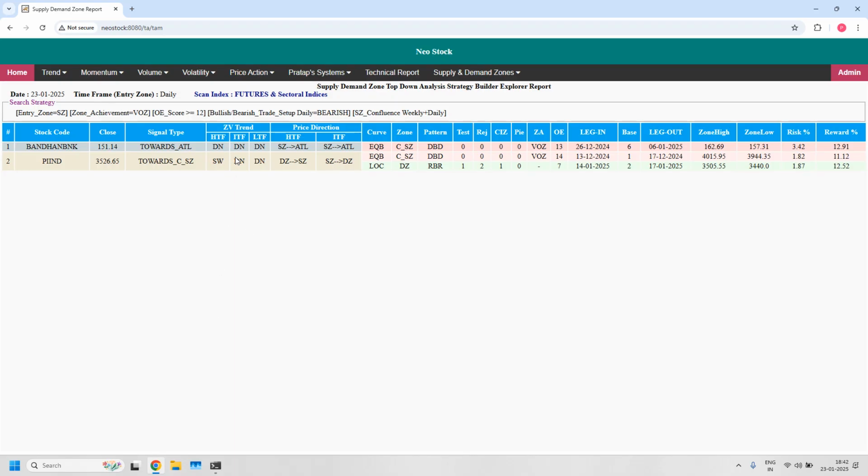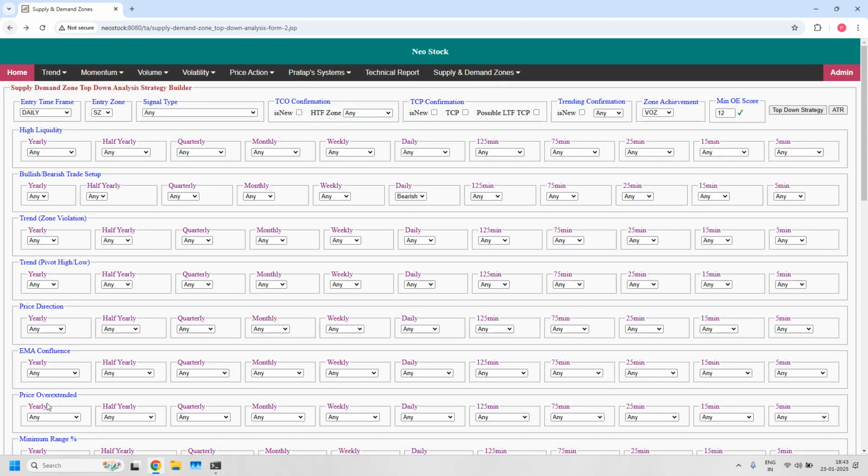Weekly trend is a downtrend, ITF trend. That's why if any of these 2 stocks are having a weekly EMA confluence, weekly supply zone, because the daily zone is part of the weekly zone, they could be even more high probability trade setup supported stocks. Let's verify in the EMA confluence, weekly time frame, because the daily zone is part of the weekly zone, overlapped.